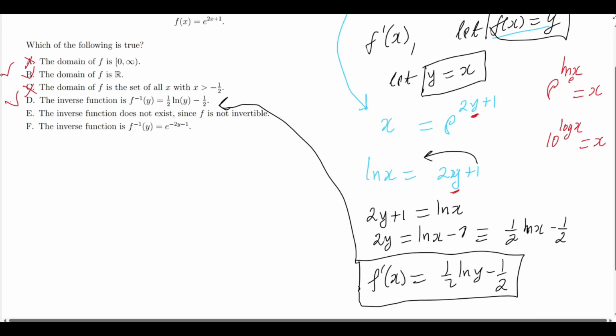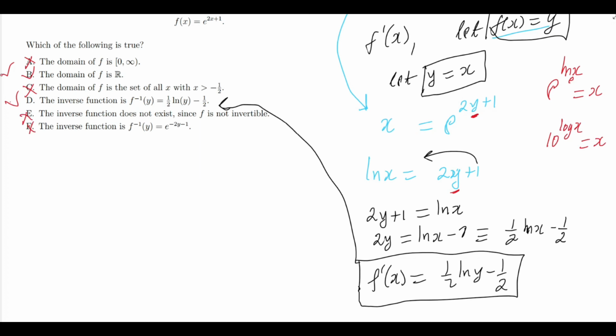E says that the inverse function does not exist since f is not invertible. Wrong. We've just calculated and f is invertible. We can look for the inverse. And for the last option, they say the inverse function is f inverse of y equal to e to the negative 2y minus 1. This is equally wrong. So this is wrong, this is wrong, and A is equally wrong. So that's the solution to the question.